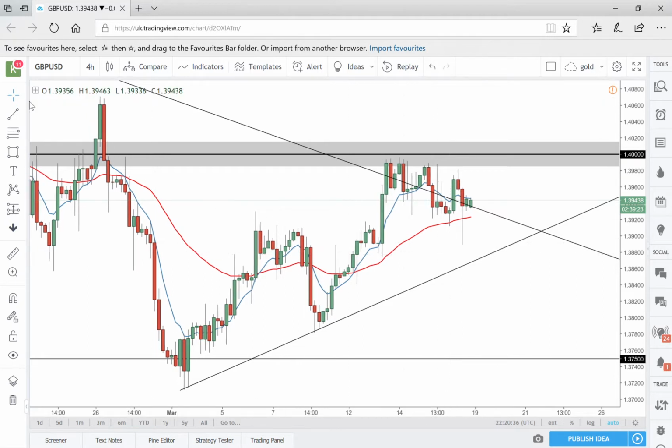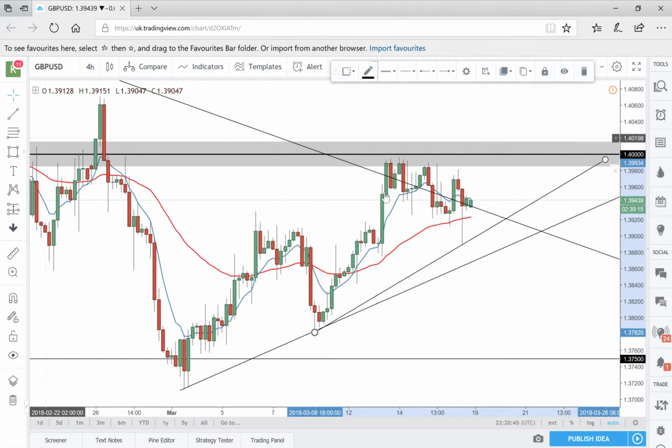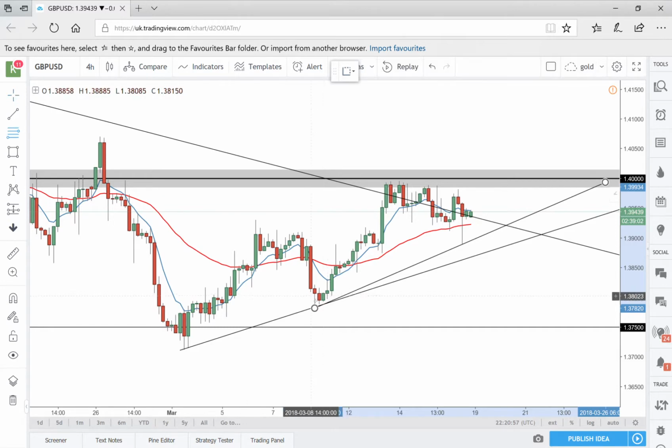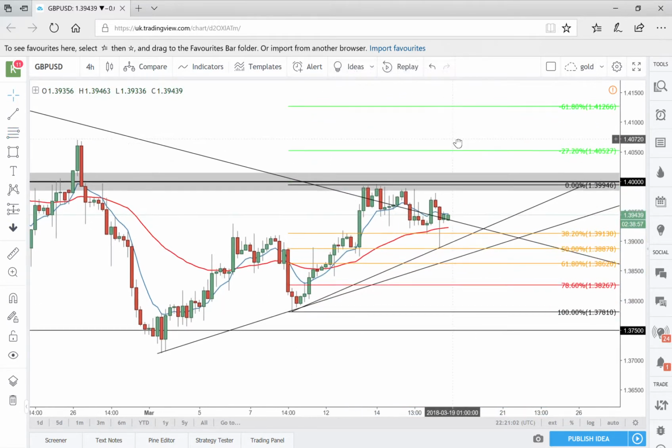Yeah, I mean, you could. We are in kind of like a triangle now, with this monthly resistance here. So I mean, a breakout of this would see us lining up nicely with our D extension levels.